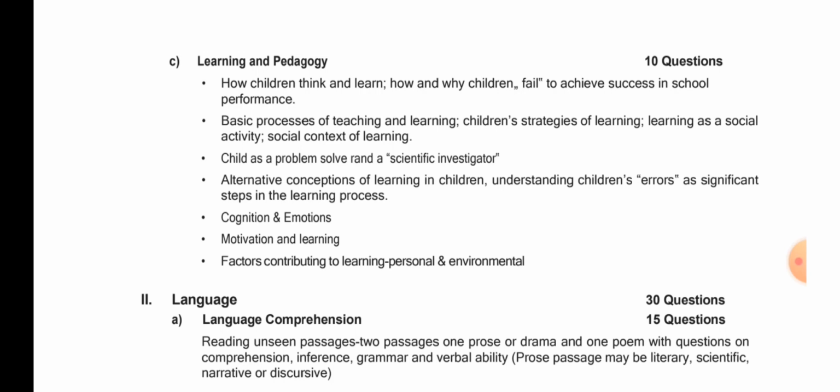Now, alternative conceptions of learning in children: understanding children's errors are significant steps in the learning process. We all know that children come from different backgrounds, so they have different types of abilities and disabilities, right? Now, cognition and emotions, you have to know. Whenever you hear the word cognition or cognitive, you should understand that it is related to the mental abilities of the learner, right? Emotions, you know very well: anger, happiness, laughter, sadness, sentiments. All come under emotions, right?